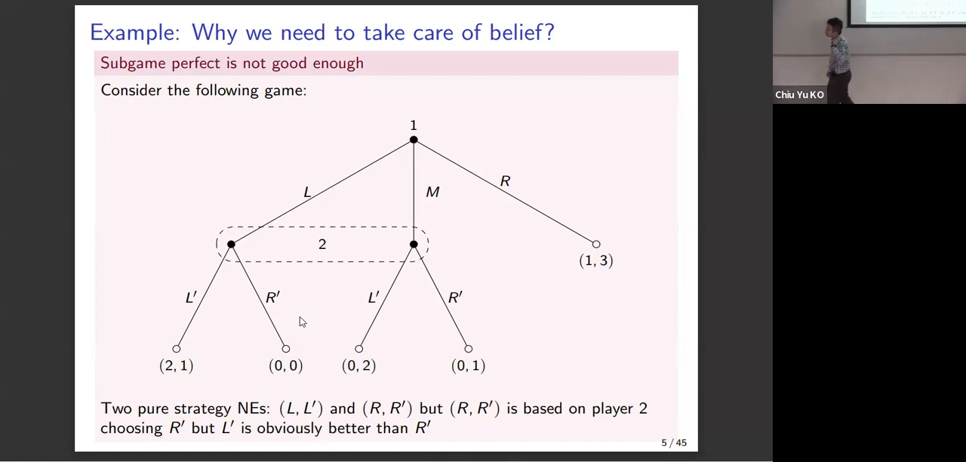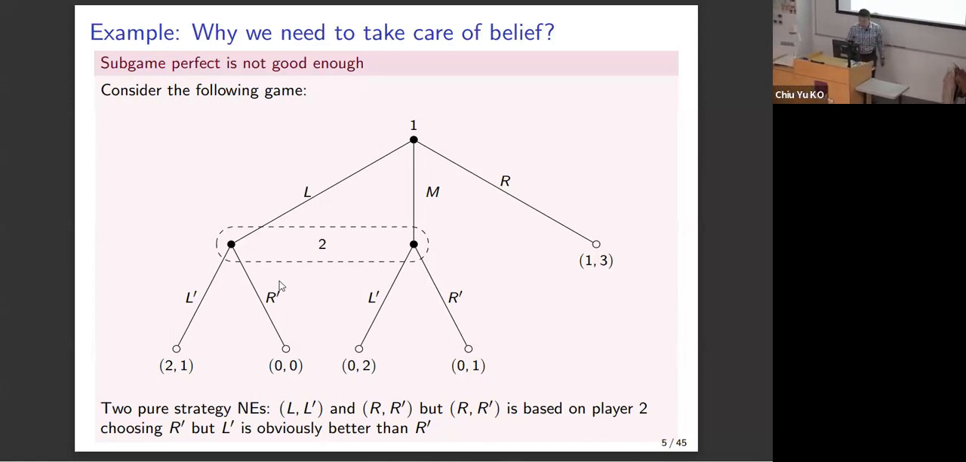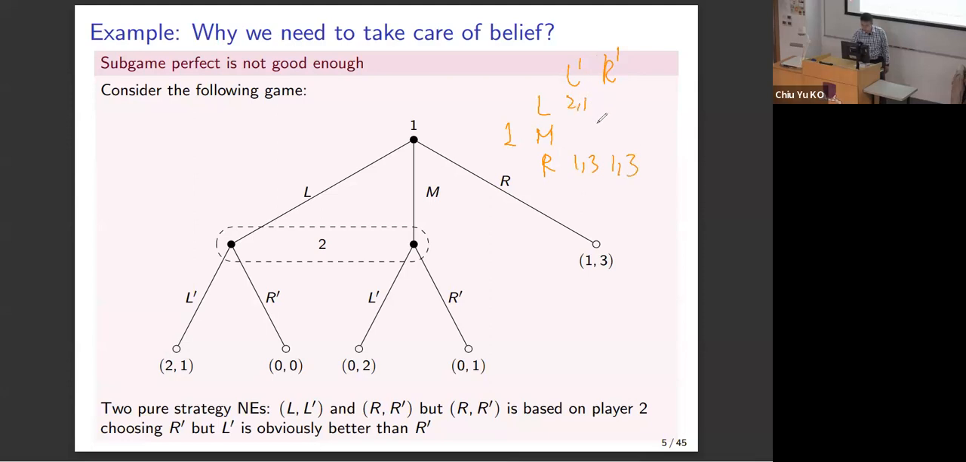There's no subgame. And consider the following Nash equilibrium. You can write this as a Nash equilibrium, because you can list them out. Player one can use L, M, R, and player two L prime, R prime. The payoffs are: R gives 1, 3; L with L prime is 2, 1; M with L prime is 2, 0; and the R prime outcomes are 0, 0 and 0, 1. Now we have 6 outcomes.